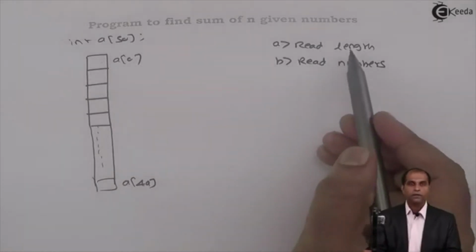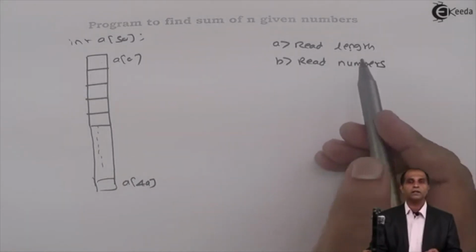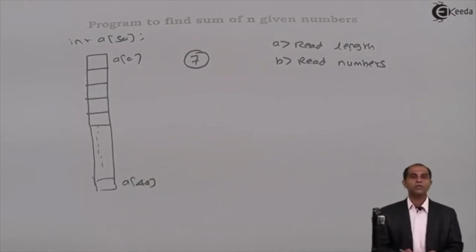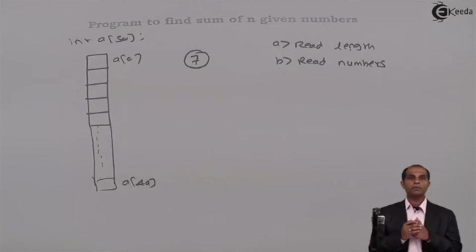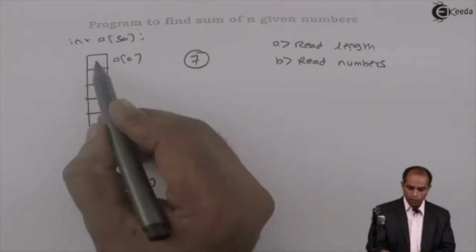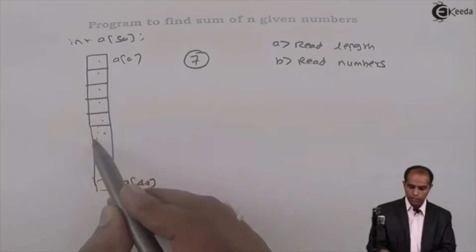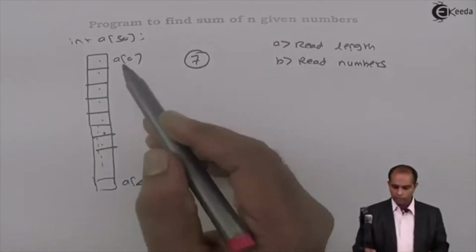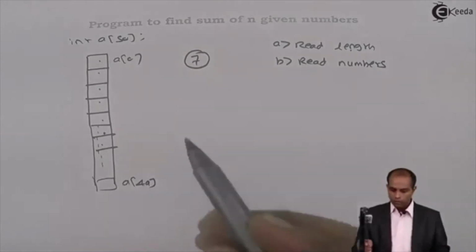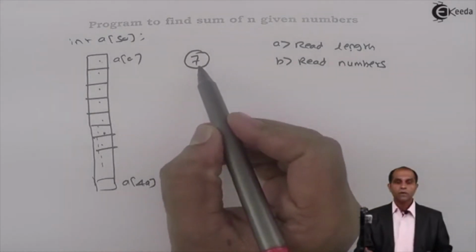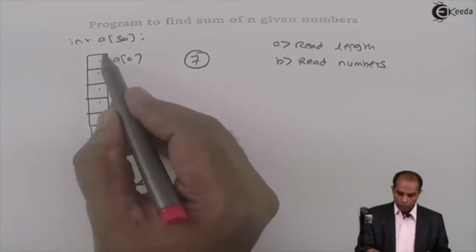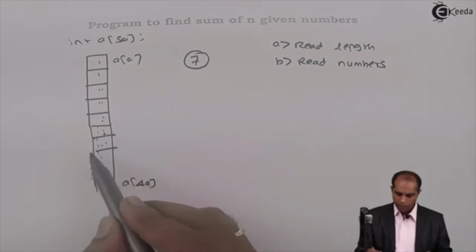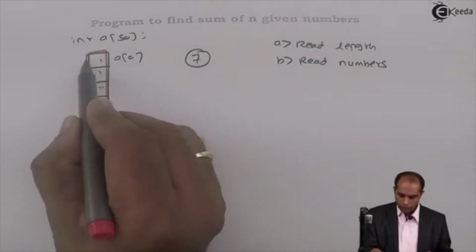Now when I read the length, assume that the user is going to enter the length as 7 numbers. Now when I say 7 numbers, what happens to this particular set of 7 numbers? The user will read 1, 2, 3, 4, 5, 6, 7 numbers. So if I have 50 numbers, I have a of 0 till a of 49. Now if the user says the length is 7, I have to only allocate the first 7 locations, 1, 2, 3, 4, 5, 6, 7. 7 locations will be used.